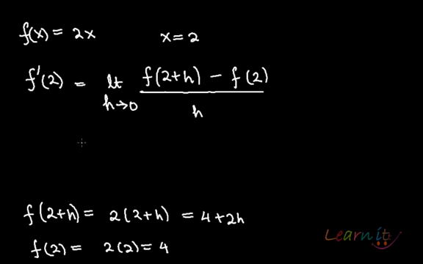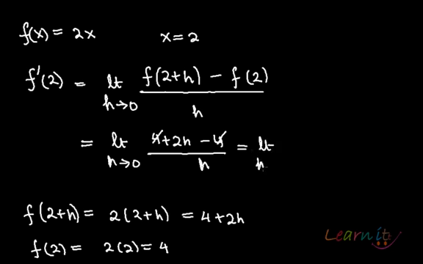Okay, you will just substitute these values there. So in place of f(2 plus h), you will first write the limit as h tends to 0, and in place of this you will write 4 plus 2h. In place of f(2) you will write 4, divided by h. So what is remaining here? The limit as h tends to 0 of 2h by h, which is equal to 2. So in this case, f'(2) is equal to 2.